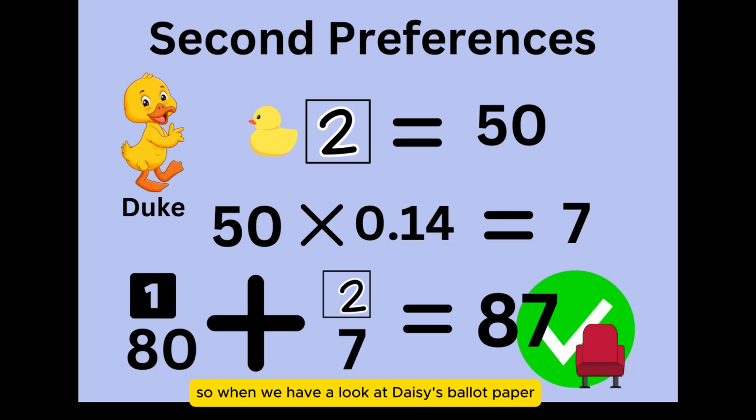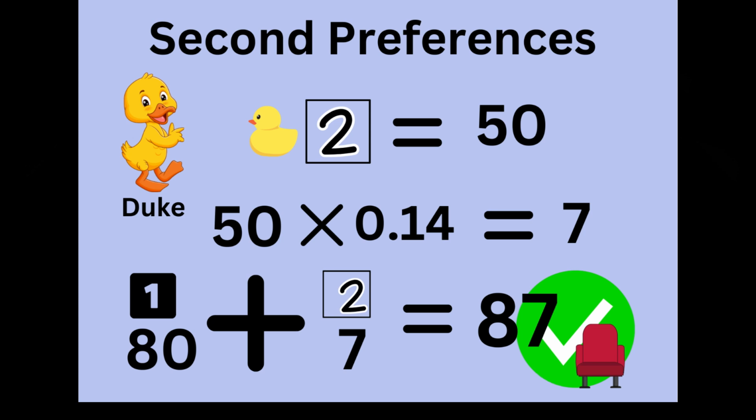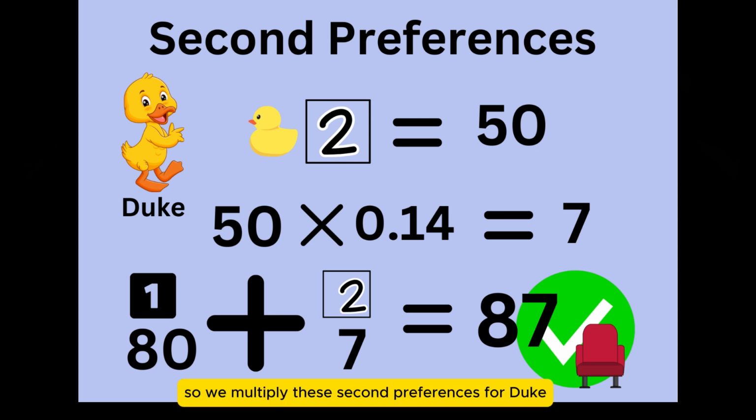So when we have a look at Daisy's ballot paper, 50 people actually gave Duke a second preference. So we multiply these second preferences for Duke by the transfer value, and that gives us 7. That means Duke gets 7 whole votes from Daisy's second preferences. When we add Duke's first preference value of 80 to the value of the second preference votes he got from Daisy's, we get 87 votes. That means that Duke has now reached the quota of 86 and he is elected into the Senate as well.